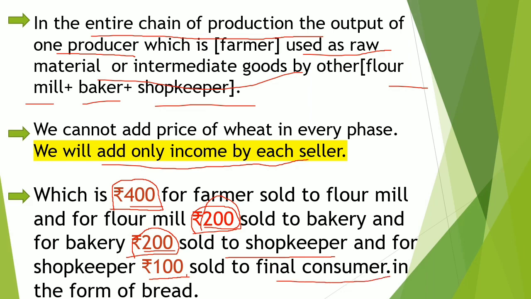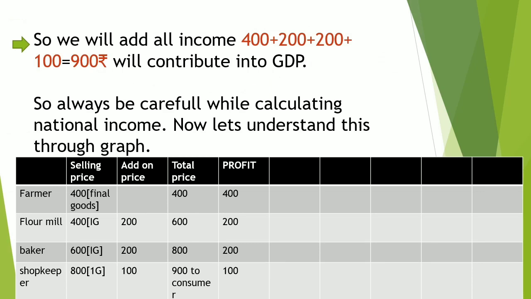who sells to the final consumer, which is you and me, in the form of bread. So we will add only 400 for the farmer, 200 for the flour mill, 200 for the bakery, and 100 rupees for the shopkeeper. So the total will come to 900. 900 will be contributed to the GDP.